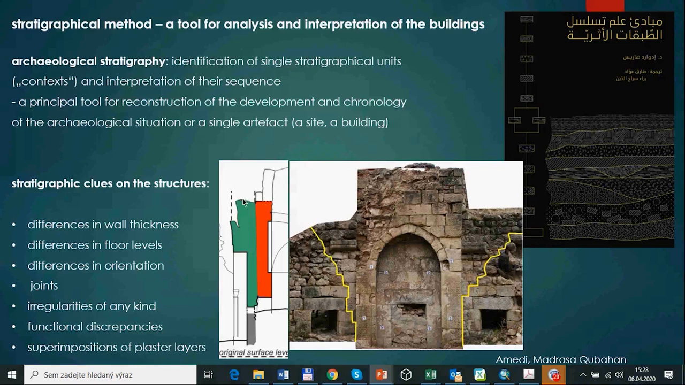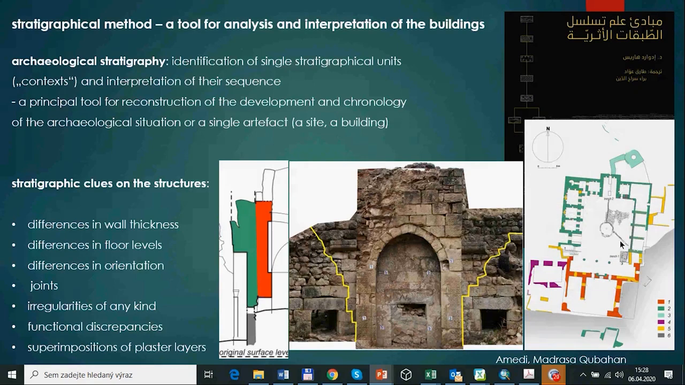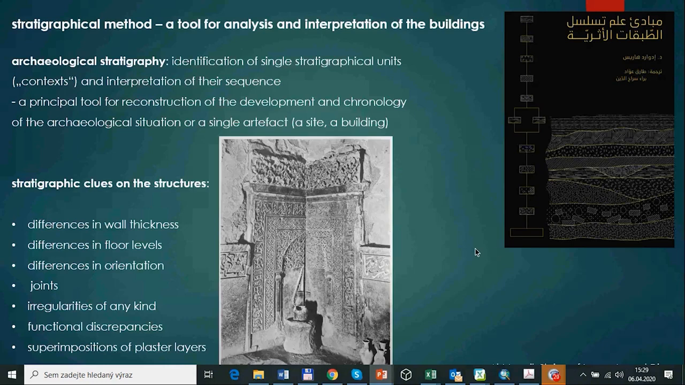So joints, irregularities of any kind, punctual discrepancies, it means blocked openings or openings which don't lead to any space. This kind of discrepancy is important to record. And also the last thing is plaster layers. Sometimes you can see different layers of plaster on the wall, and every plaster layer corresponds to some period.